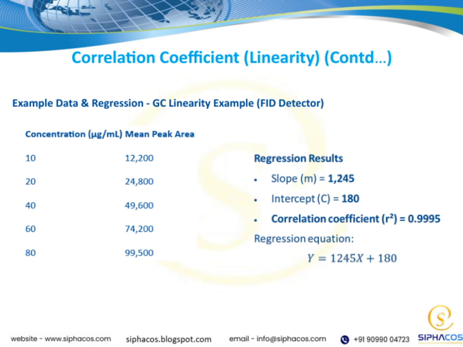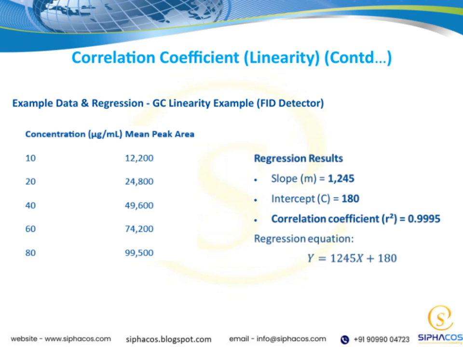In this slide, we're continuing from the previous one, emphasizing that a high correlation coefficient signifies good linearity. This means that our detector response is proportional to the concentration over the tested range. Remember, maintaining this linearity is crucial for accurate quantification. By analyzing these data points and the regression line, we can determine the reliability of our method across different concentrations.